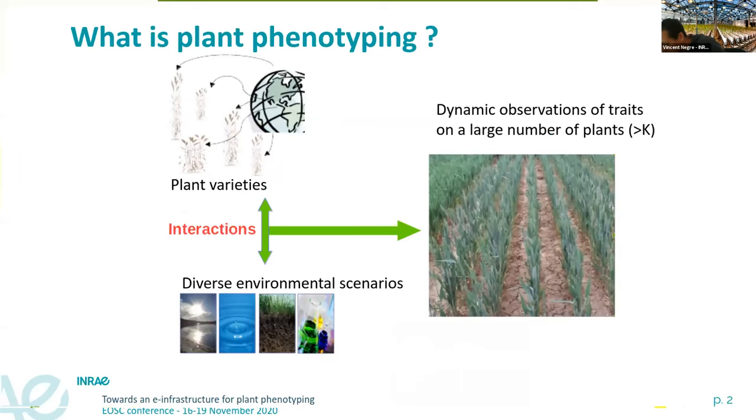First, some background information about plant phenotyping. This is the study of the interaction between many plant varieties shown in diverse environmental scenarios, including various climatic conditions, watering regimes, soil content, or chemical treatment. And the effects of this interaction are dynamically measured on the observable characteristics of the plant, also called the traits, on a large number of plants.